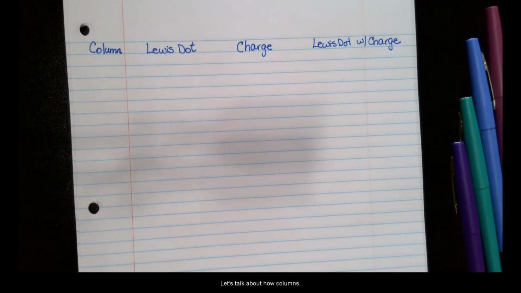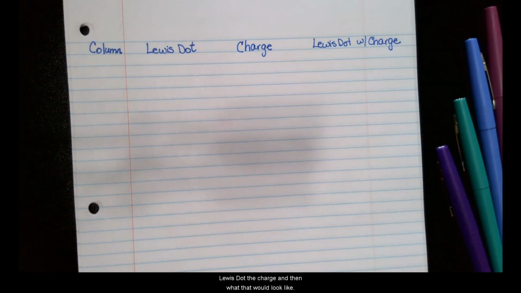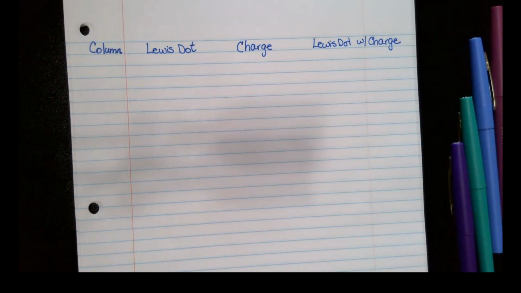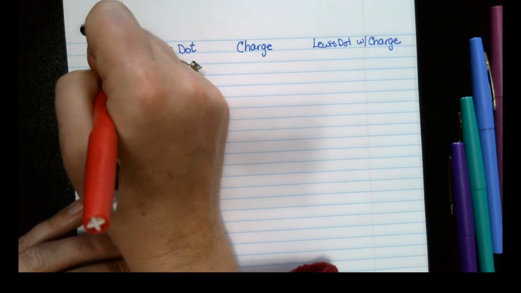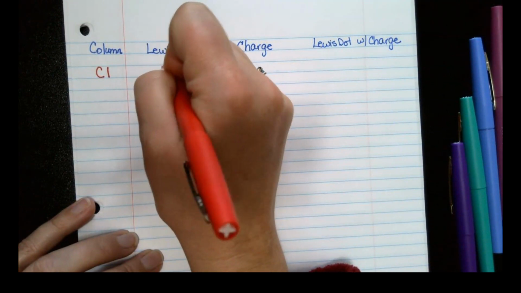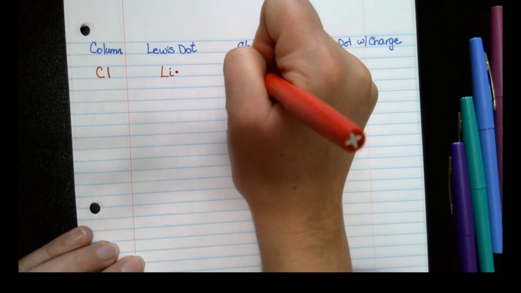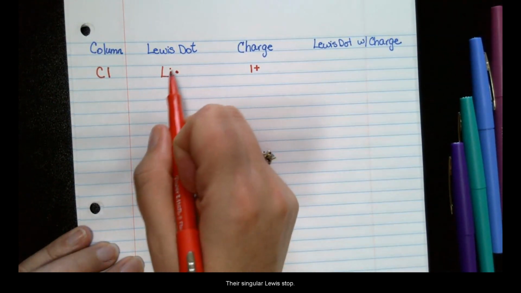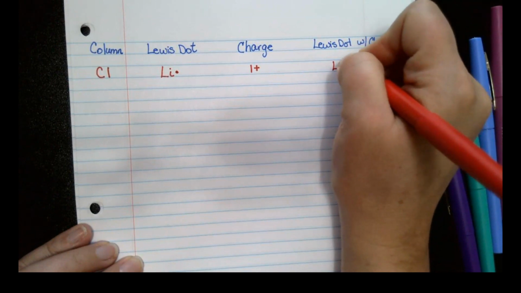Okay, let's talk about the columns, the Lewis dot, the charge, and then what the Lewis dot would look like once we figure out the charge. So column 1, remember these are your alkali metals. The Lewis dot would be like lithium with a single dot to the right. The charge of all column 1 elements is 1 plus because they lose their singular Lewis dot. And a Lewis dot with charge is Li 1 plus.